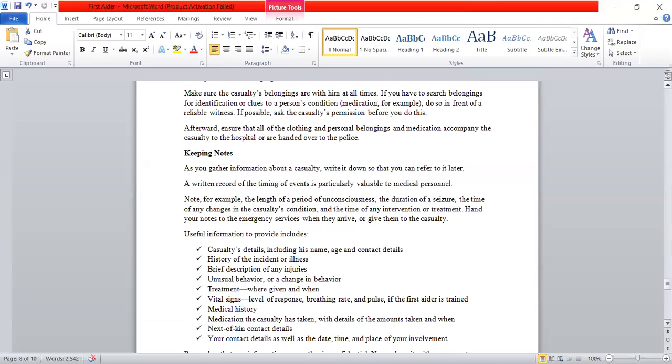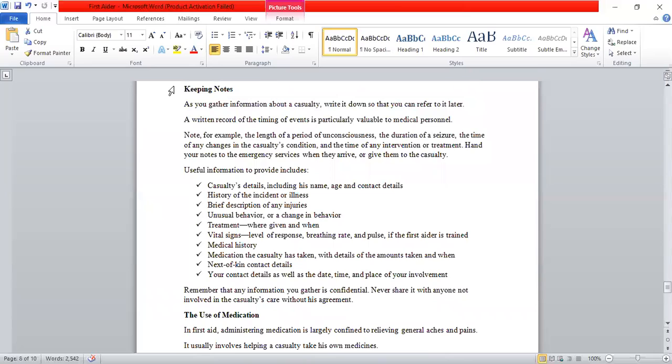Something very important I've forgotten to mention is keeping notes. You need to write everything that the casualty is telling you, or write about the incident, such that when the medical emergency help arrives, you provide them with that information since they require it to maintain the medical history. If a casualty is on a certain drug, you need to record. If you have given them a painkiller, you need to record. Also note brief information like the name, age, gender, contact, the history of the incident or the illness, and a brief description of any injuries.